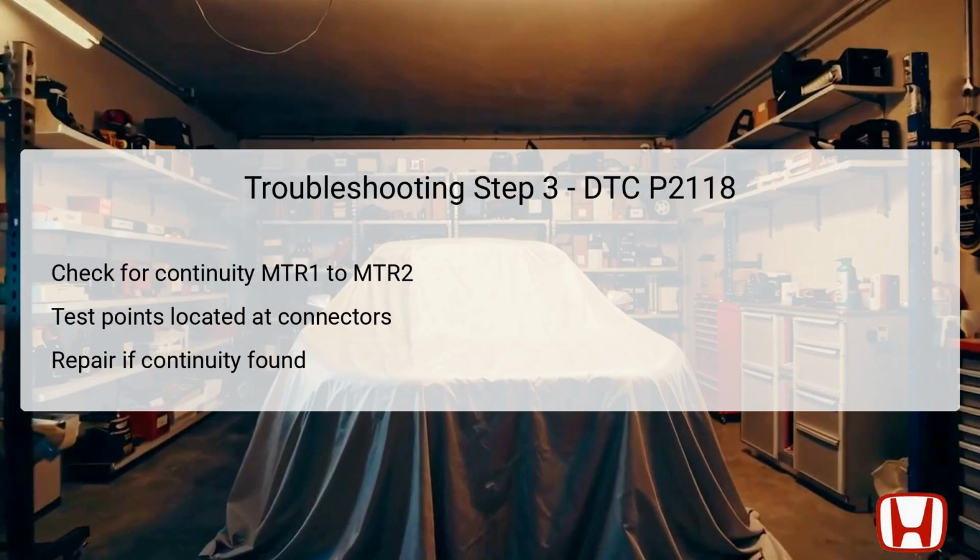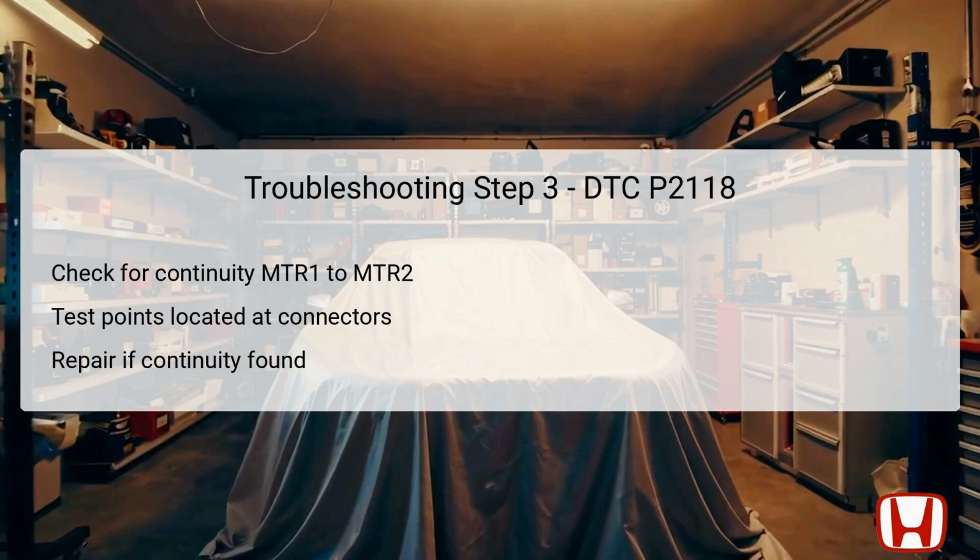In step 3, you will be checking for continuity between MTR1 and MTR2 lines to detect any shorted wires. Ensure the vehicle is still powered off and both PCM connector E and throttle body 6P connector are disconnected.